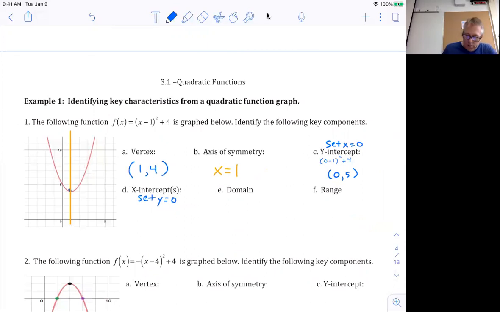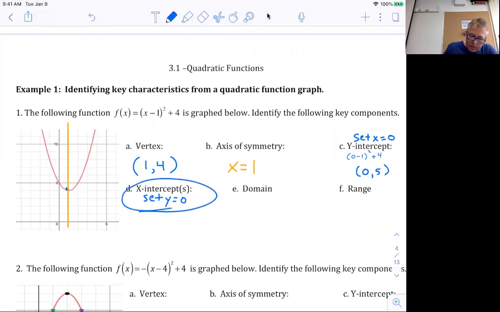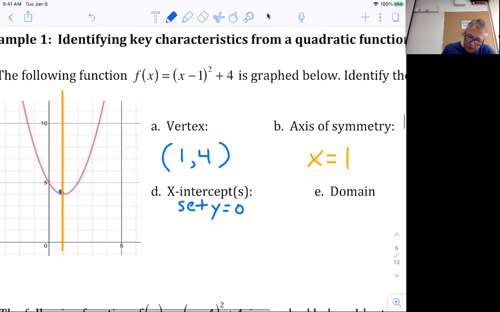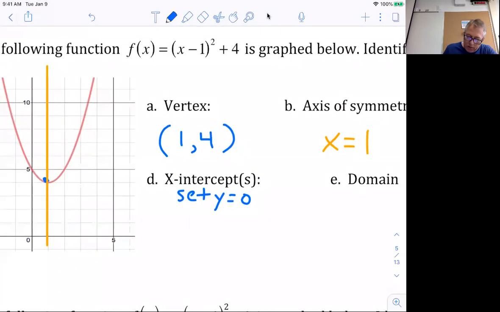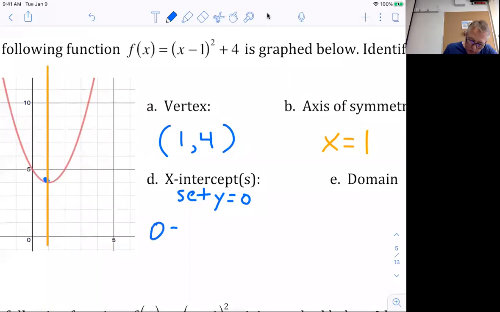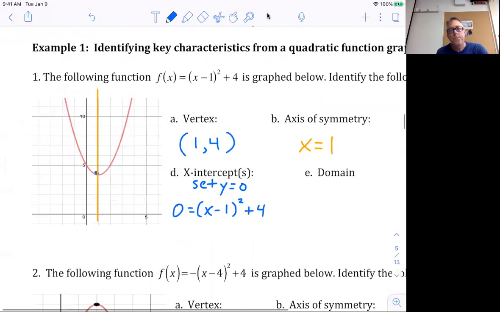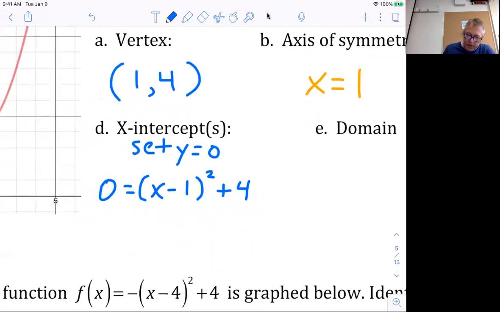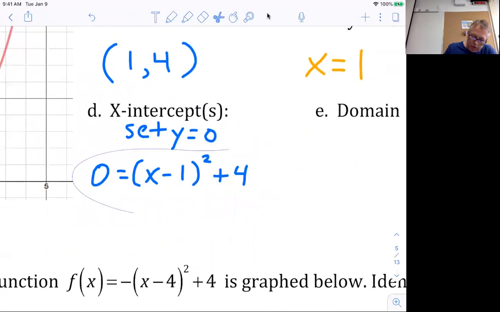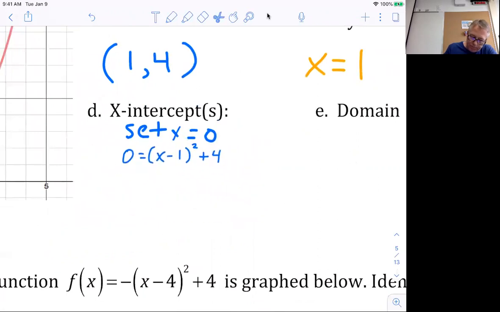Now to find the x-intercept, we set y equal to 0. This is going to take a little bit more work because the y is the output. We're going to set that equal to 0. So we have to solve the equation 0 equals (x minus 1) squared plus 4. All right, so we want to solve this to find the x-intercepts. So let me start to do this. I'll move the 4 over.